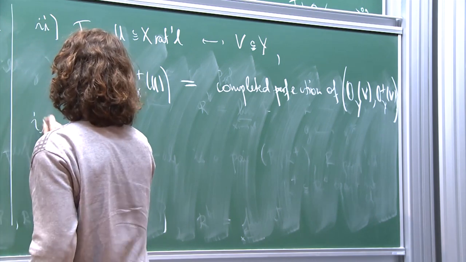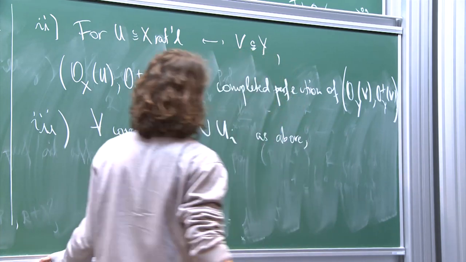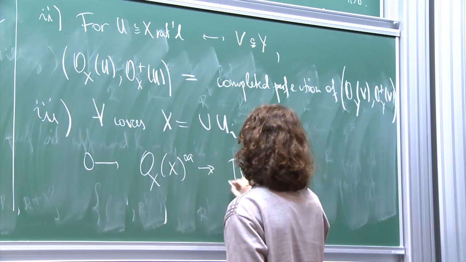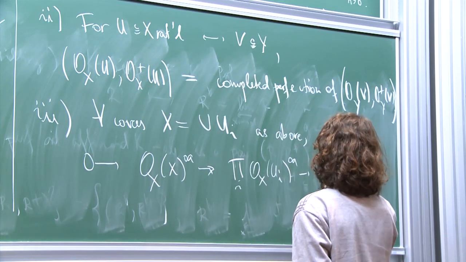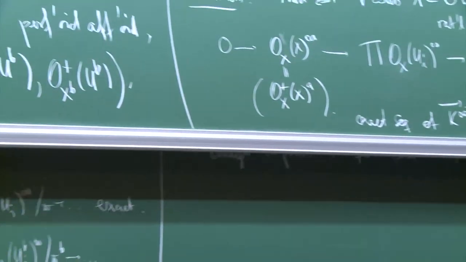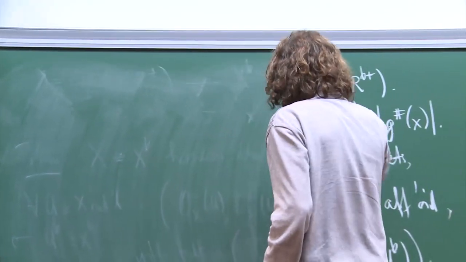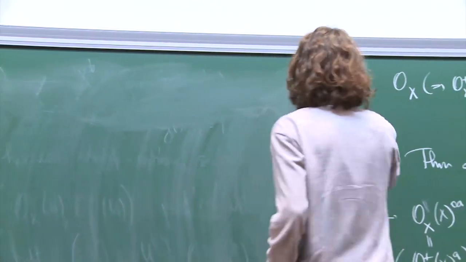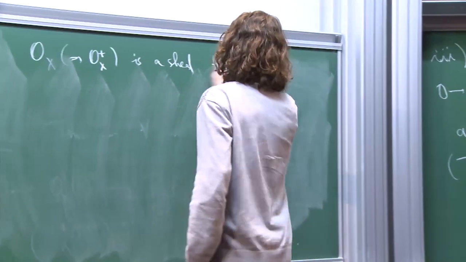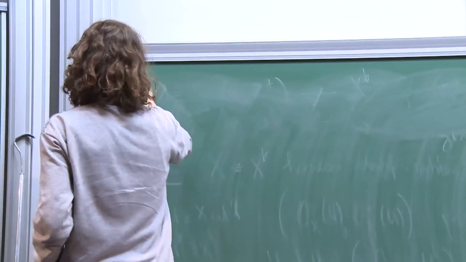And finally, for all covers as above, some by finitely many rational subsets, the sequence that we want to prove is exact. Okay, and now this is easy.